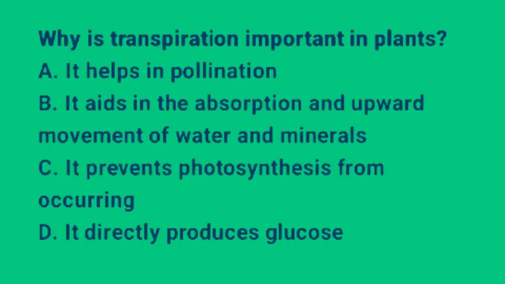Now we have our bonus question for today. It says, why is transpiration important in plants? Option A, it helps in pollination. B, it aids in the absorption and upward movement of water and minerals. C, it prevents photosynthesis from occurring. And D, it directly produces glucose.